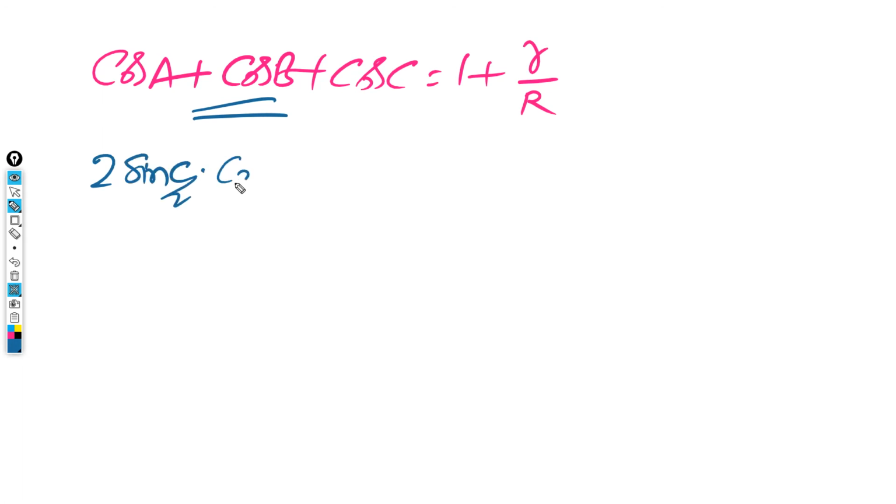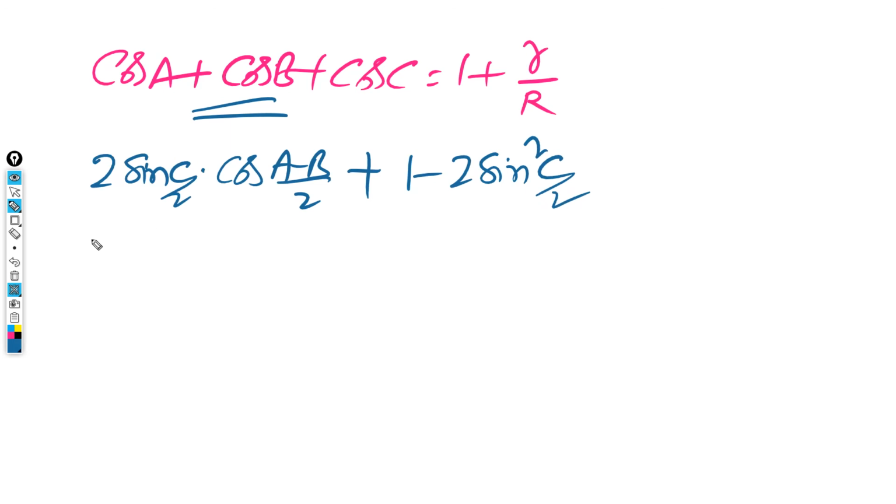plus apply the cos C formula in terms of sine: 1 minus 2 sine squared C by 2. Write this one as it is. Take 2 sine C by 2 common and you will get cos of (A minus B) by 2 minus sine C by 2.